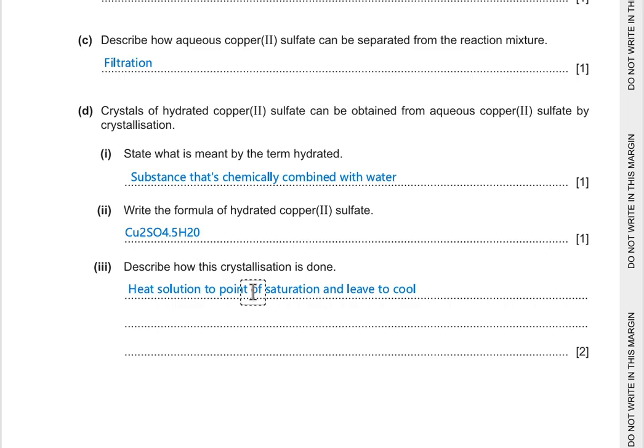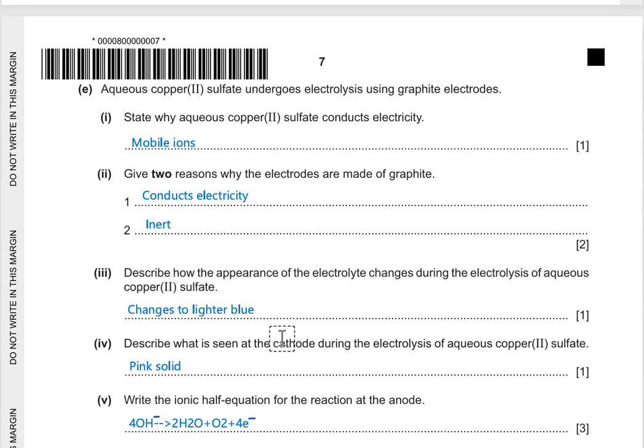So this is a separation methods question. We have to know the method. Aqueous copper 2 sulfate undergoes electrolysis using graphite electrodes. Say why aqueous copper 2 sulfate conducts electricity. You have to say mobile ions, not electrons, because we're not talking about metals here. We're talking about ionic compounds. And what do ionic compounds contain? Ions.